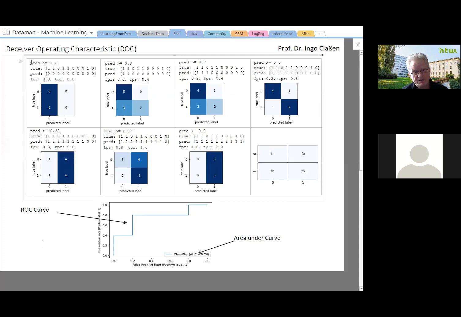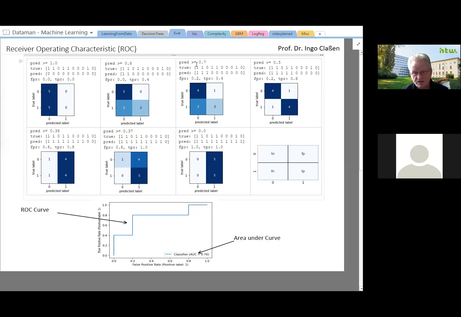For example, if I take this first row here, if I say greater or equal than 0, then 1, and I assign it, I predict it as 1. So the predictions will all be ones. I get that confusion matrix here, and I get a false positive rate of 0 and a true positive rate of 0. If I take a threshold of 0.8, the first two will be predicted as 1, and the other ones will be predicted as 0. So I get a false positive rate again of 0, but a true positive rate of 40% now.